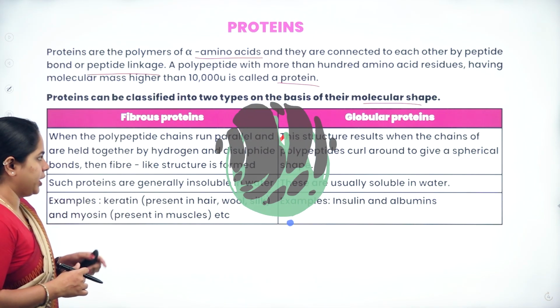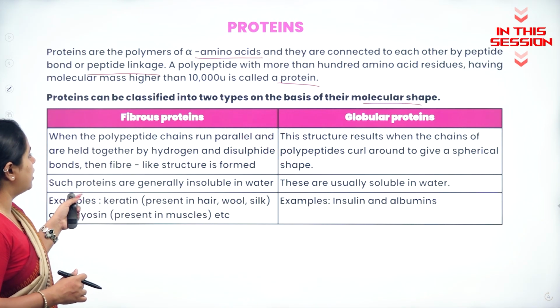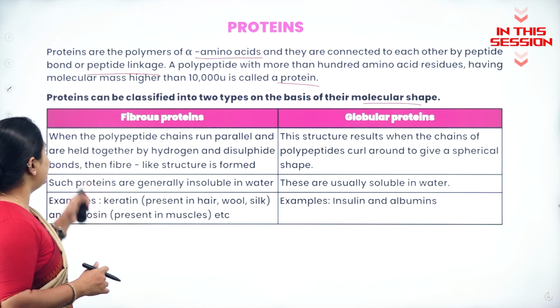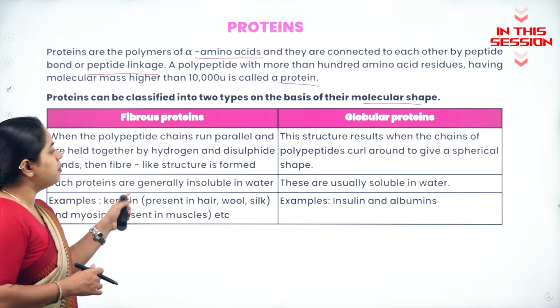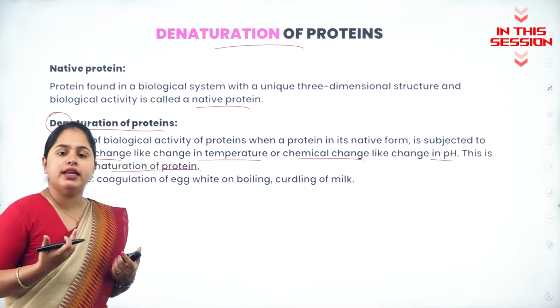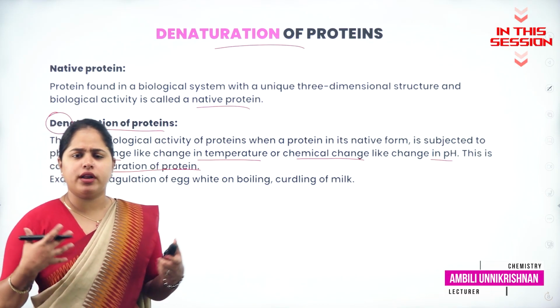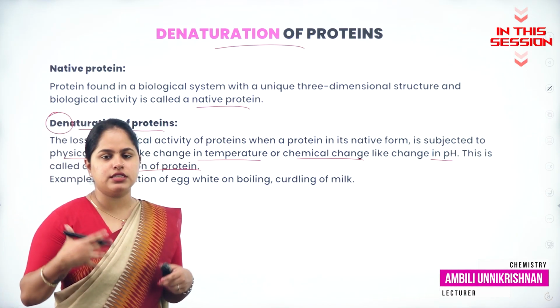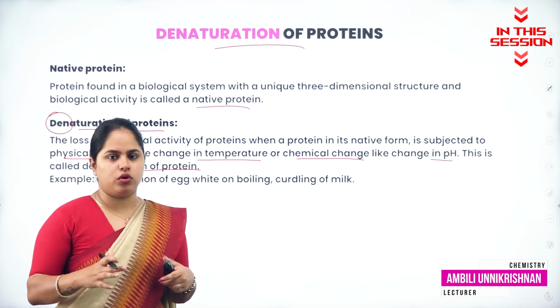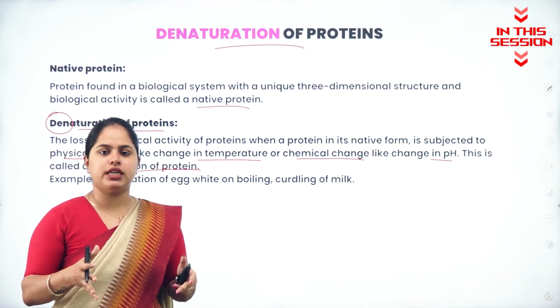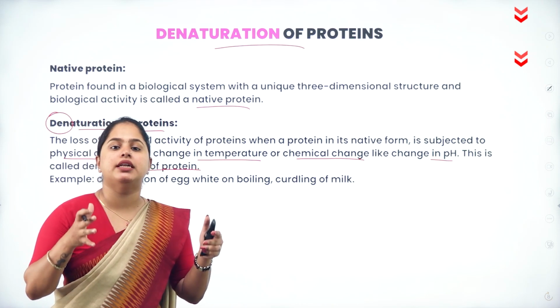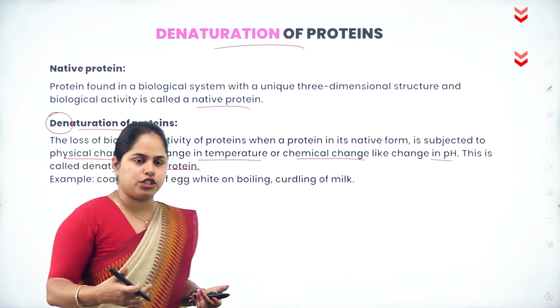When the polypeptide chains run parallel and are held together by hydrogen and disulfide bonds, then a fiber-like structure is formed. By altering the temperature or pH or any other chemical or physical factors, we can denature the protein. That means its biological activity or its nature is being disturbed. That is called denaturation of protein.